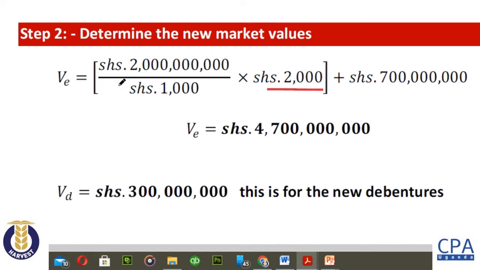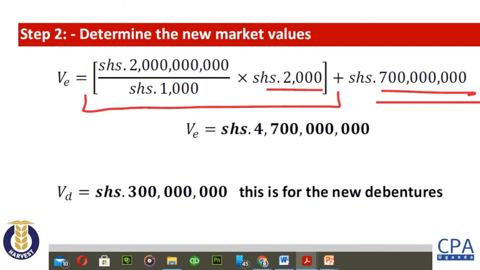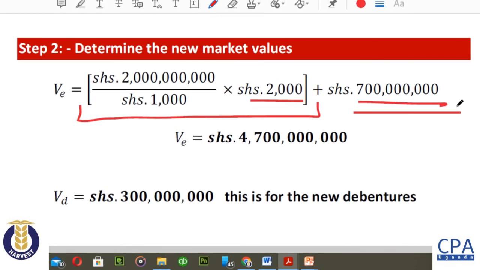Now, the trick that was here is on the new issue of ordinary shares. The new issue amounts to 700 million. Now, this one you don't need to convert, because they have told us that this is in market value terms. So those who try to convert this, of course, did not get the right answer.